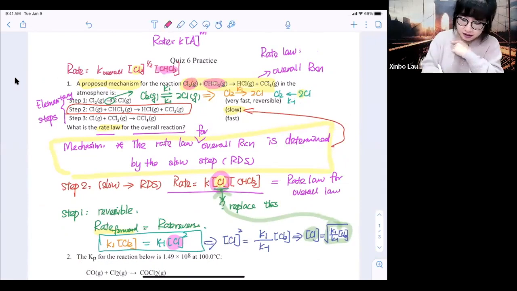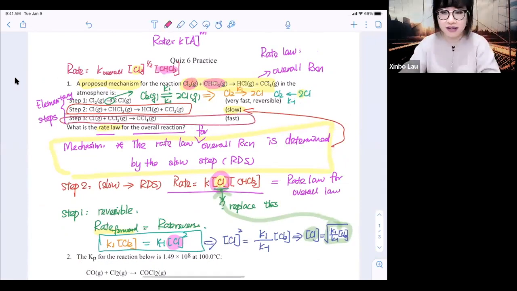Now think about this. Do we even need to look at step 3? Do we even need to look at it for this particular question? Do we need it for looking for the overall reaction? Not really, right? Because again, you understand the key is the slow step. Okay, so we really just needed that.